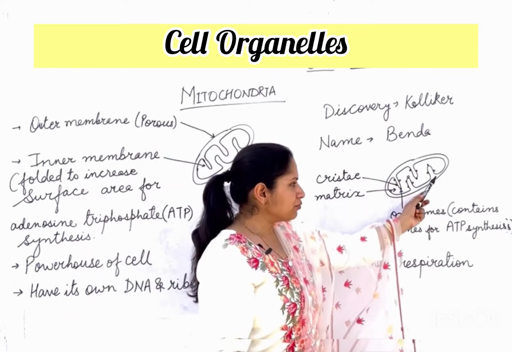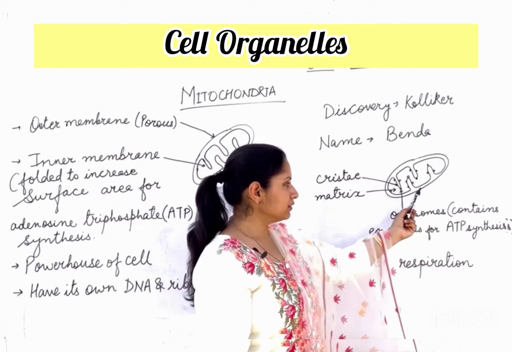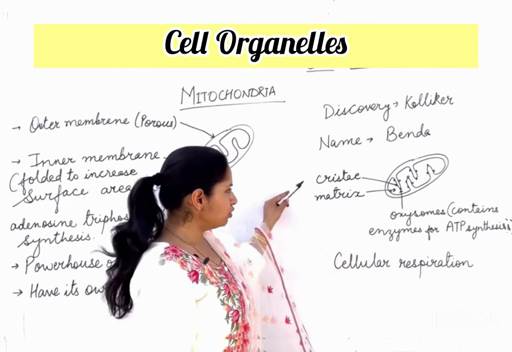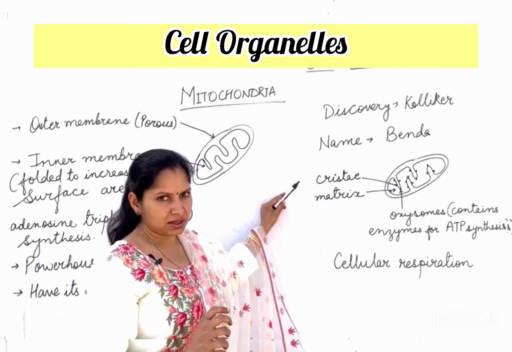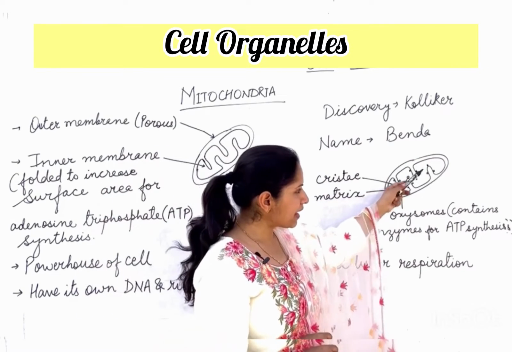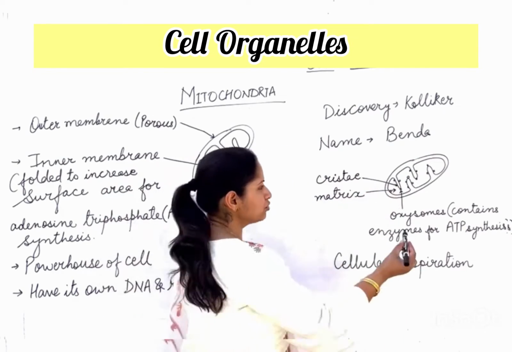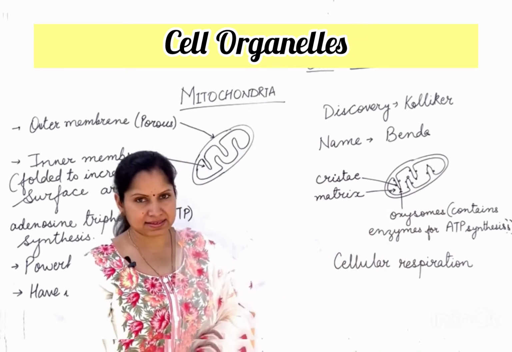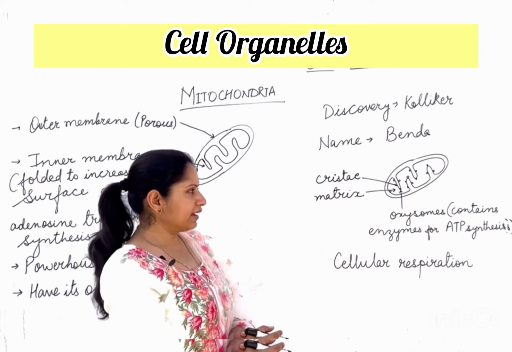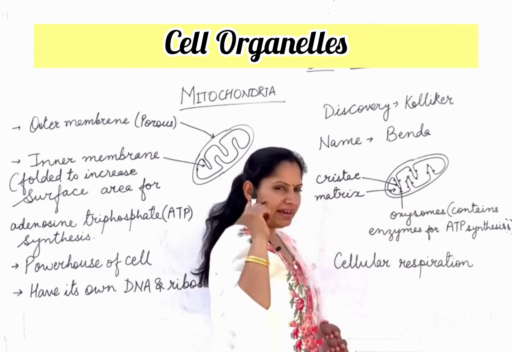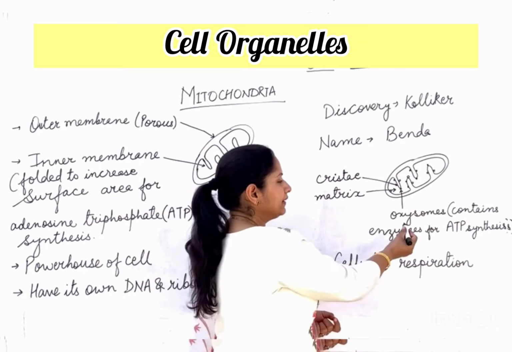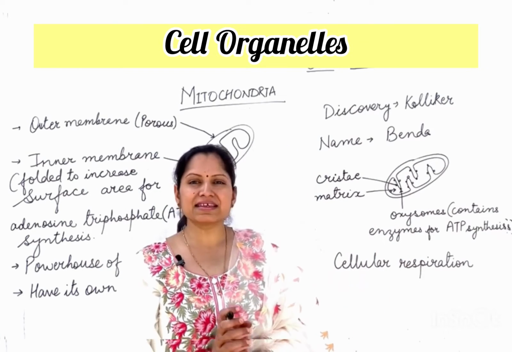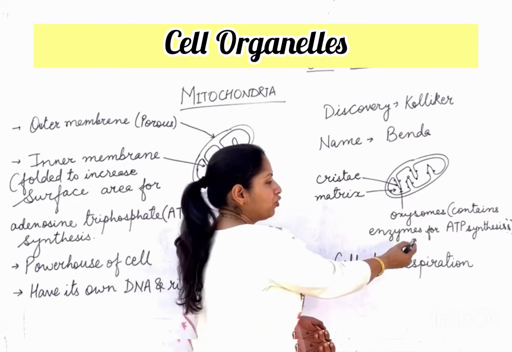I told you that the outer layer is porous and it's continuous. The inner layer is folded, and these folds are known as cristae. And whatever matter is there inside this inner membrane, the inner portion, that is called the matrix. On the cristae, you can see some bead-like structures, and they are known as oxysomes. These oxysomes contain the enzymes that are required for ATP synthesis.